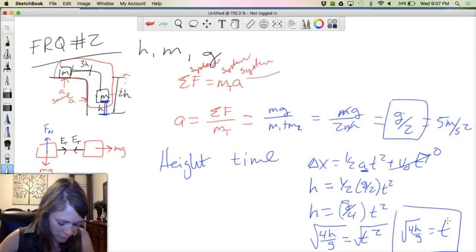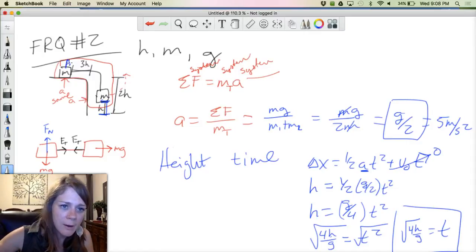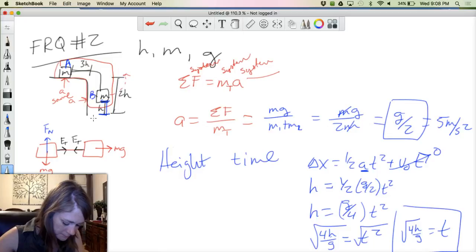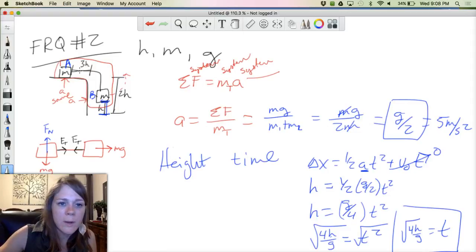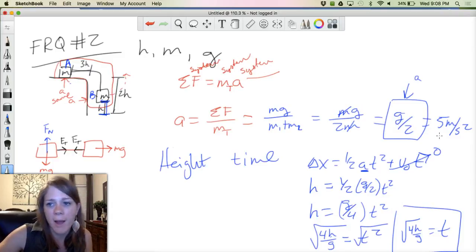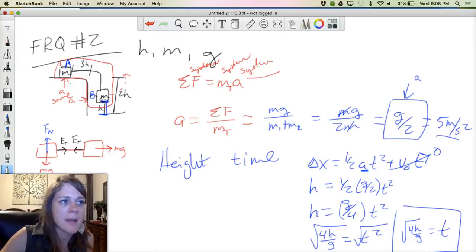Part C says describe the motion of block A from time t equals 0 to the time when block B strikes the floor. So what's going on with this block here, A, in the time that it takes for this block to hit the floor? Well, we know that block B is going to pull it down with an acceleration of g over 2. So block A is going to accelerate to the right at g over 2, or 5 meters per second squared. So block A will have the same acceleration as block B.